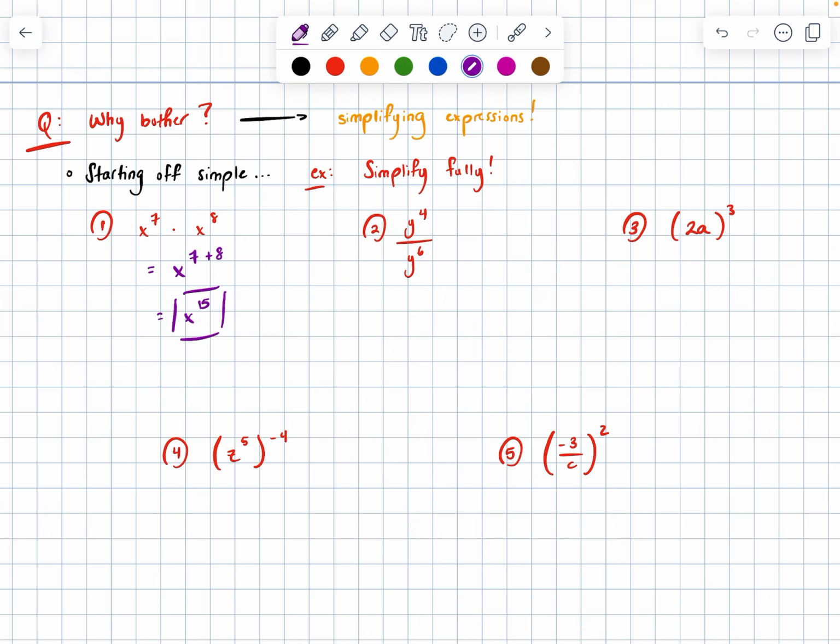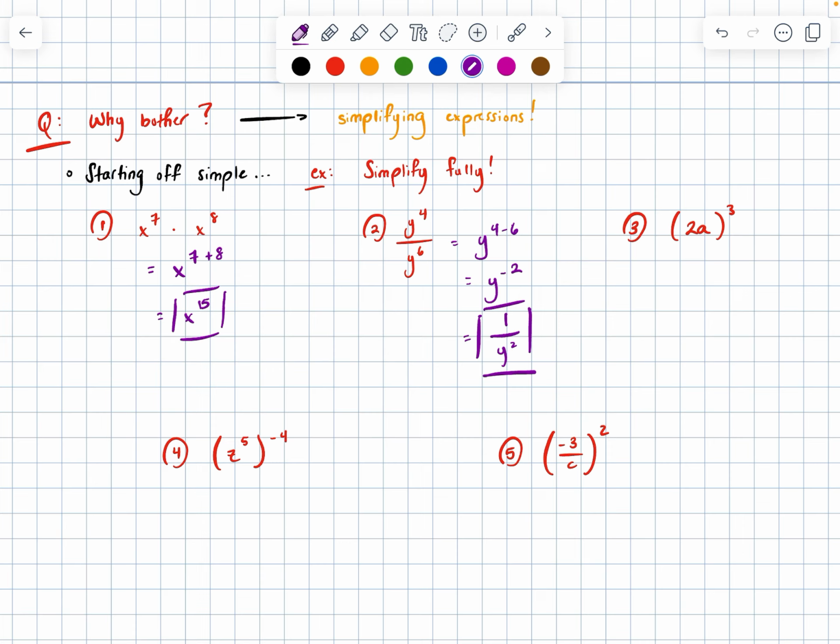I have y to the 4th over y to the 6th. Well, here when I divide two things with the same base, the exponents subtract. So this becomes y to the power of 4 minus 6, which is y to the power of negative 2. But I know how to simplify y to the power of negative 2. The negative is asking me to take the reciprocal of y to the positive 2. So 1 over y squared is my final answer.